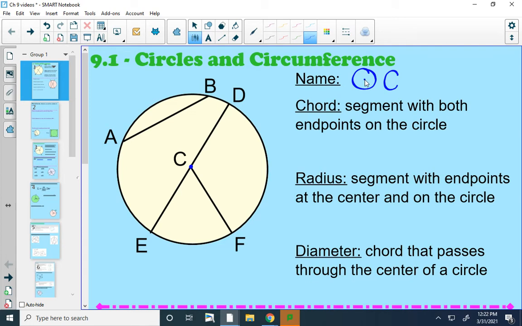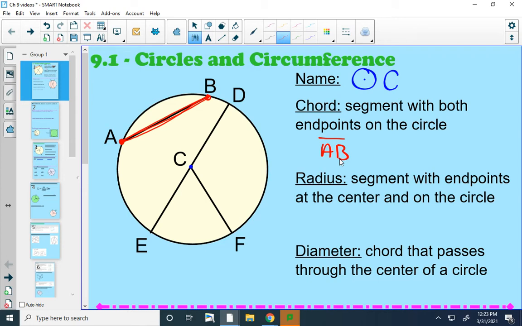A chord is a segment with both endpoints on the circle. So AB would be an example of a chord because it's a line segment where A and B are both on the circle. ED could be a chord too.